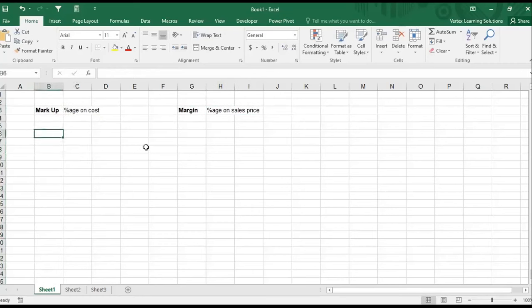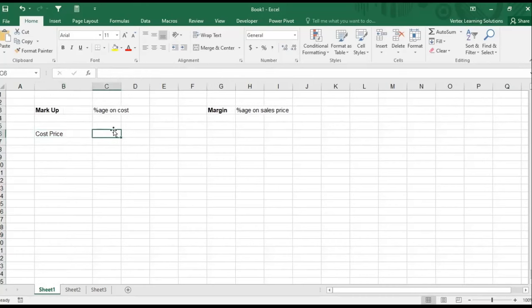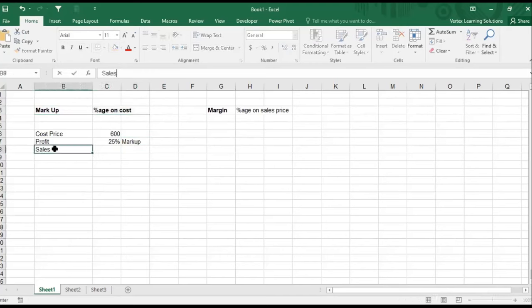Let's suppose I tell you that the cost price, or the cost, whatever you call it, is $600 and your profit is 25%, but what? 25% markup. I call it markup because I'm considering the markup example here. And then they ask us how much is the sales price. This is what they ask us.